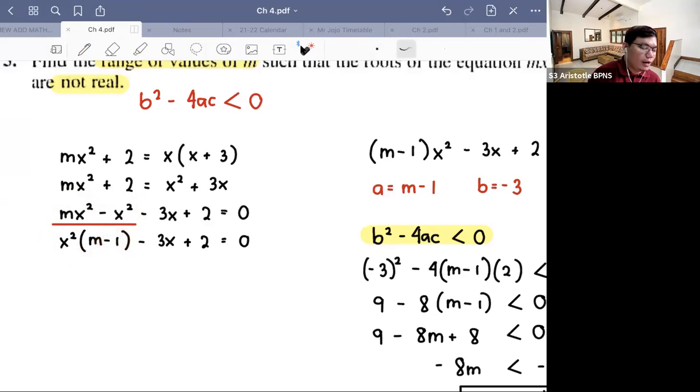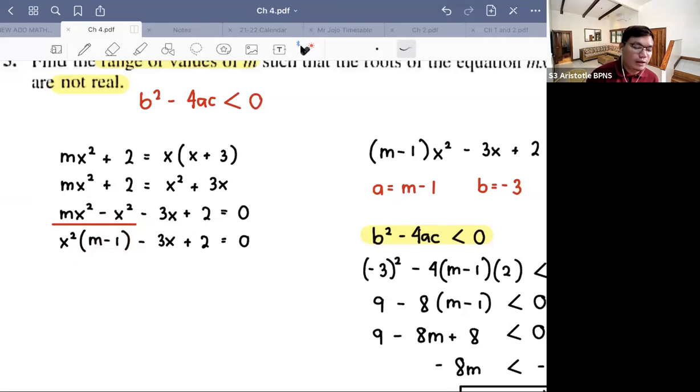And then m minus 1 is your coefficient, not a constant, sorry. This is your coefficient. This is a number. So this will be your a. And then of course b and c is this too.